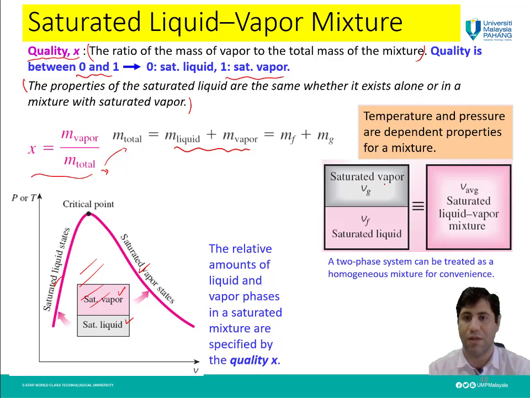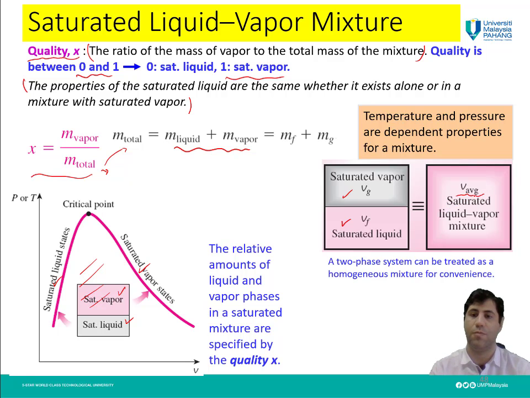So when they are in the mixture, we can simply assume that they exist in two different phases, saturated vapor and saturated liquid, not mixed completely and homogeneously with each other, but we can imagine they are in a homogeneous mixture instead of these two phases. We can imagine we have a homogeneous mixture of saturated liquid and vapor. Then we can define an average for different properties.